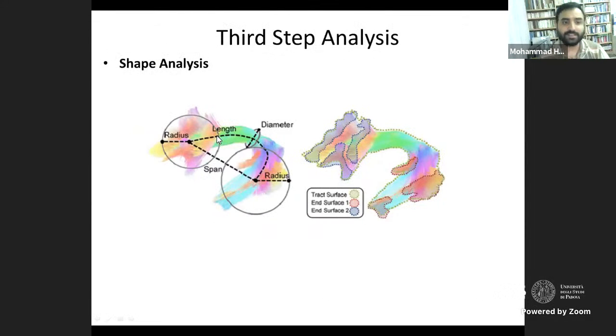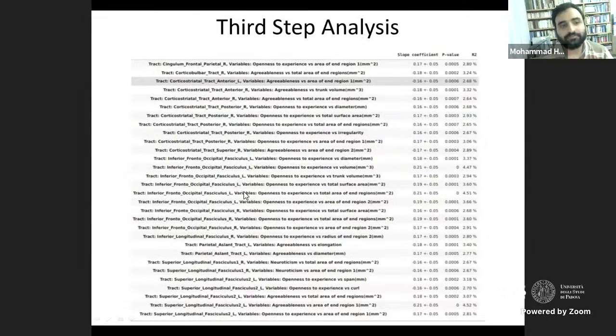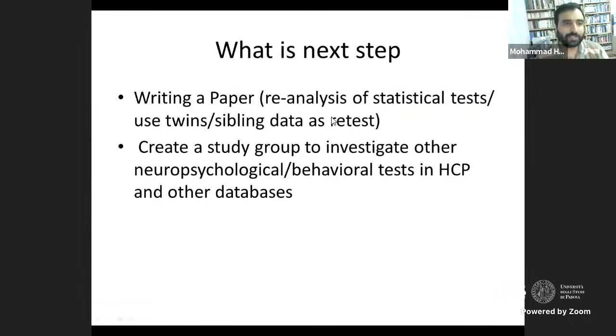Using this approach, we see a lot of results. However, because this is a new approach, it may need time to justify these results, and maybe to publish a paper about them. For the next step, we need to redo the analysis with a statistical test, and also use twin siblings data as a retest. Also, it may be helpful to create a study group to investigate neuropsychological and behavioral tests in the Human Connectome Project and other databases using the tractography measure. Thank you so much for your attention.